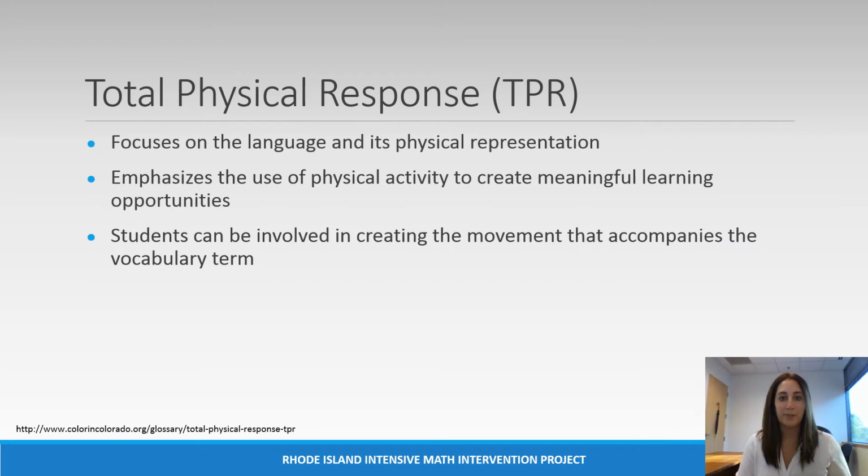Total physical response is a physical representation of language. Rather than having students repeat a new word, they repeat the word and engage in a physical action that represents that word. Students can be actively involved in creating the movement that will accompany the vocabulary term, or you as a teacher can determine the action. On the next slide, we are going to watch a quick video of a teacher using TPR within her mathematics classroom.